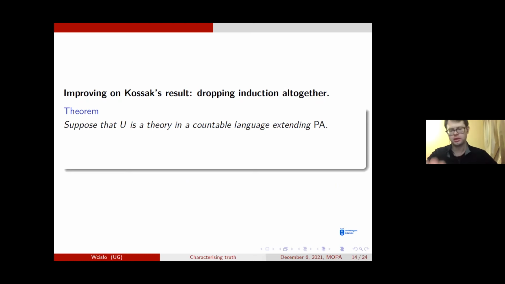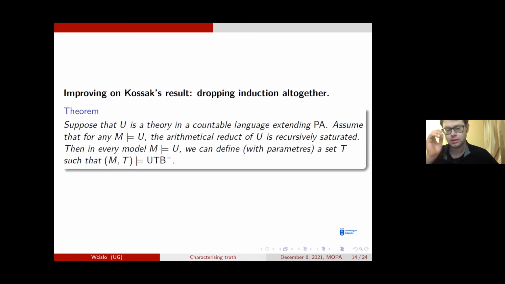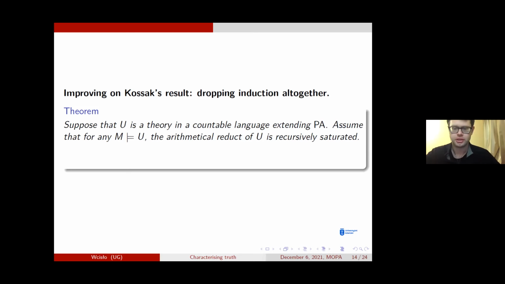So both in conclusion and in the assumptions. Suppose that you have a theory in a countable language, as in Kosak's theorem, extending PA. Assume that every reduct is recursively saturated. So we're still in the situation where you impose recursive saturation, but no induction. I don't assume any induction.